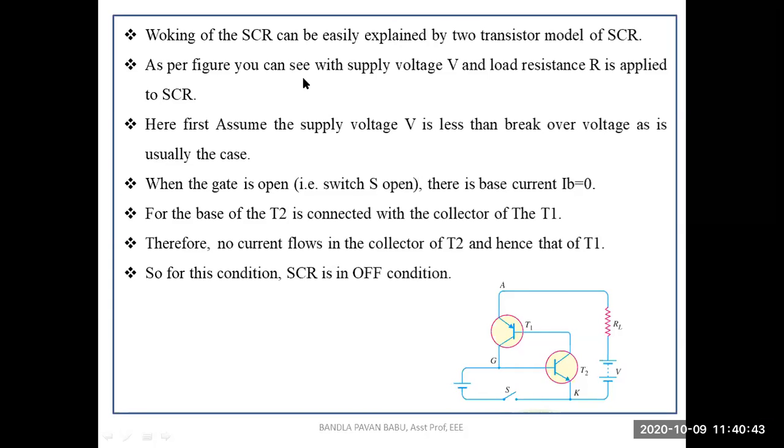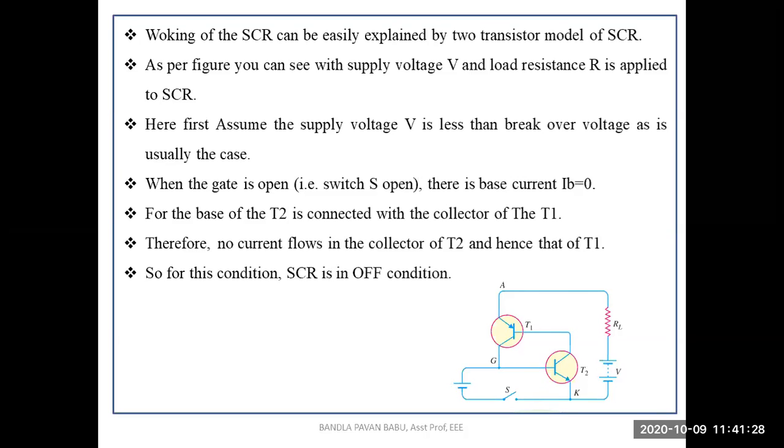As per the figure, you can see the supply voltage V and the load resistance RL applied here, and we first assume that the voltage V is less than the breakover voltage, as is the usual case, because the input voltage may not be exactly the same as the breakover voltage. I hope you know the importance of breakover voltage: it is the maximum voltage required for the SCR, and it gives the maximum rating of the operating voltage of the SCR. If we exceed the breakover voltage, or if it reaches the breakover voltage, there may be a chance of avalanche breakdown and the SCR may conduct. This process is nothing but forward voltage triggering.